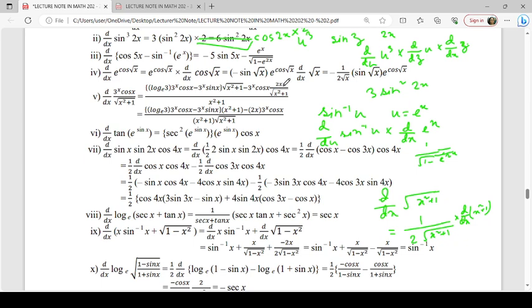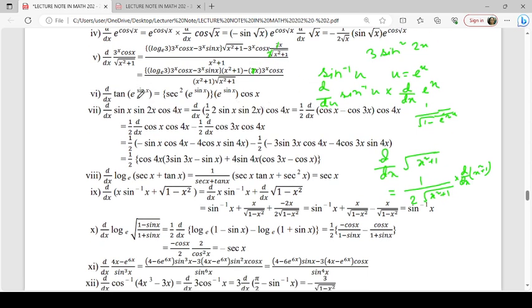Twice x by 2 root over x square plus 1. This 2 is here, 1 by 2 root over x square plus 1, this 2 goes, it is x by root over x square plus 1. So 2 goes, so this one.